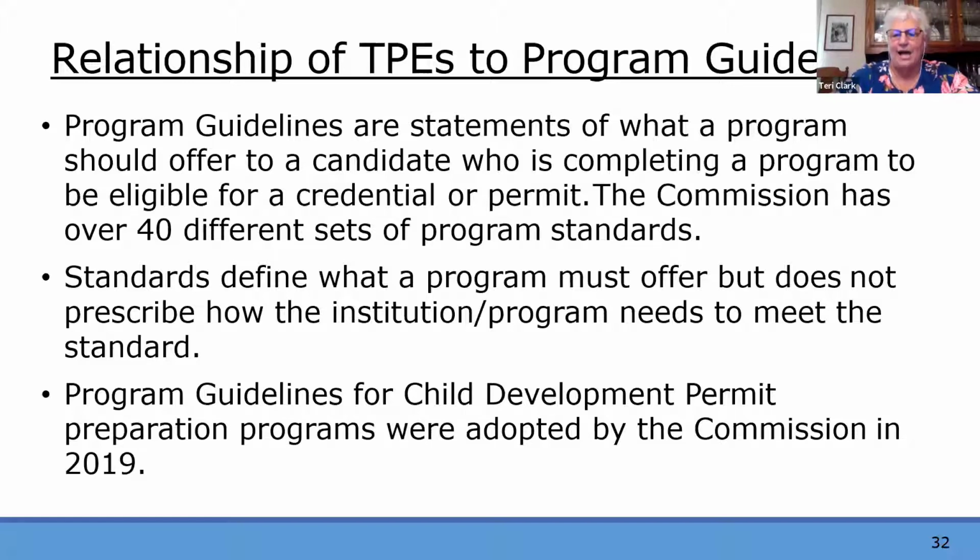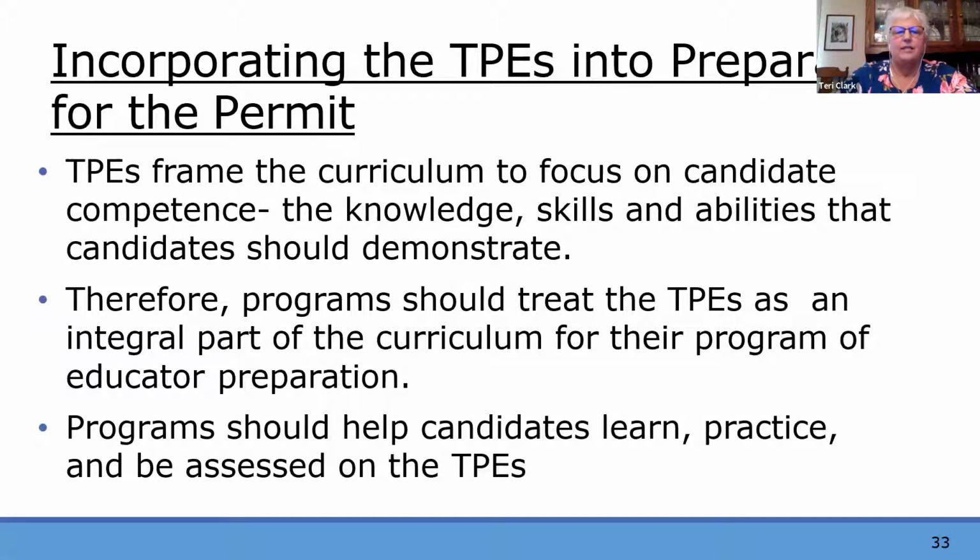You decide how to meet the what of the program guidelines. So, as was mentioned earlier, the program guidelines for the child development permit were adopted in 2019, and one of these pilots is supporting you as you start to think about the implementation of those guidelines. Then the next slide. Incorporating the TPEs into the preparation for the actual permit.